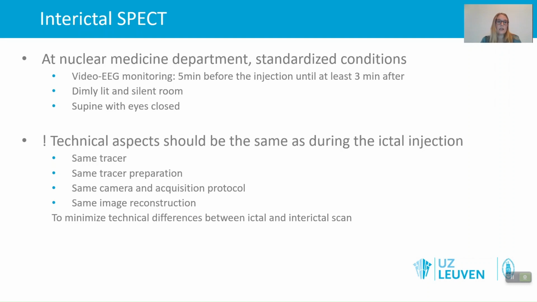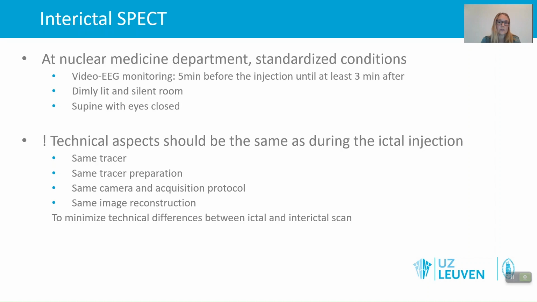Then next to the ictal SPECT, you also want an interictal SPECT, which is the same but injected at a moment that the patient is not having a seizure. In some centers, this sometimes happens at the end of the monitoring period for the ictal SPECT. So if at the end of the monitoring period you were not able to catch a seizure, in some centers they would inject a tracer to use it as an interictal SPECT.